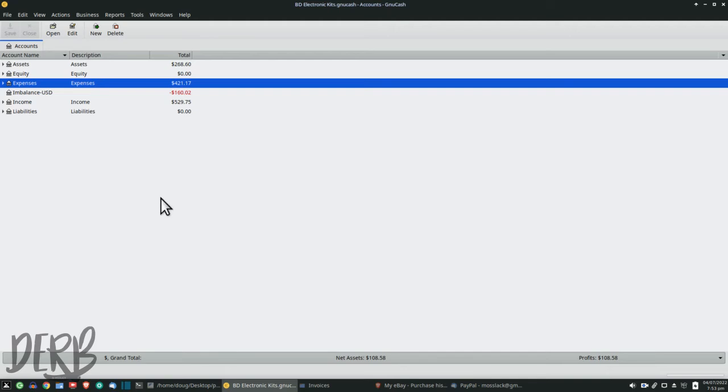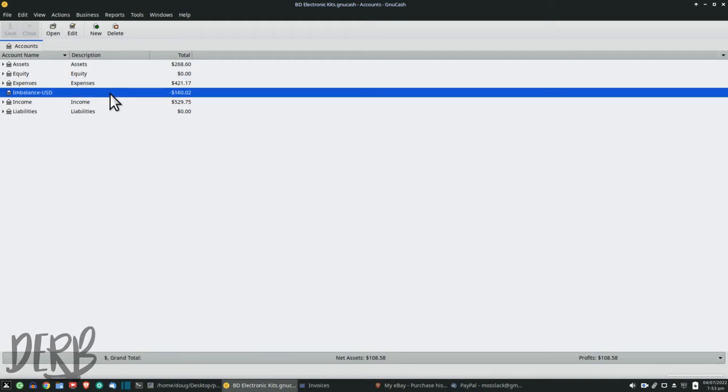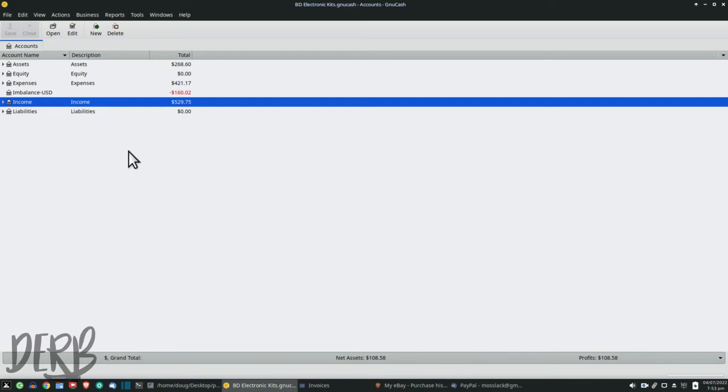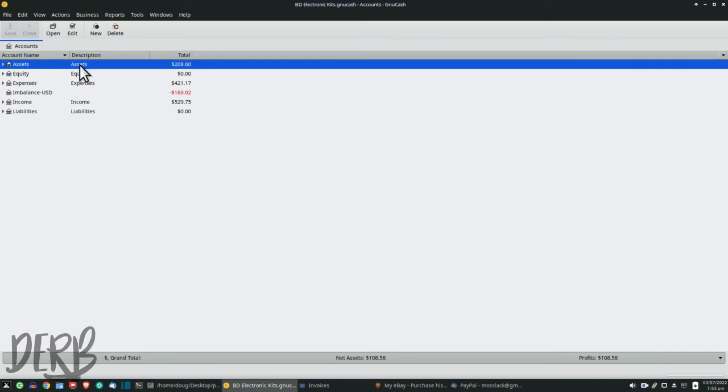I have gone over this with a fine-tooth comb, though, and I cannot figure it out. So if anybody, like I said, there's just something I don't understand, like this 160.02 imbalance, that's part of it, and I don't understand why there's $268.60 in the assets. That makes no sense. So again, if you know anything about why either one of them are like they are, and in the meantime, I will do some reading also. But let me know if you can in the comments.